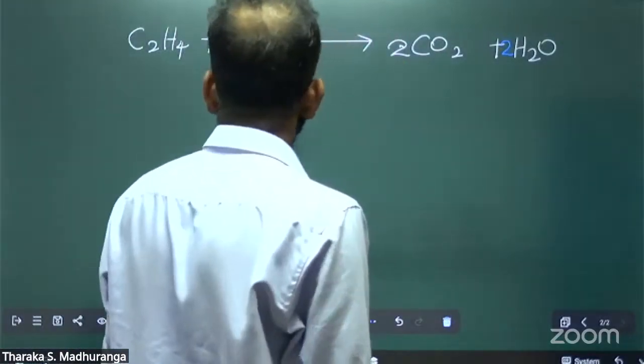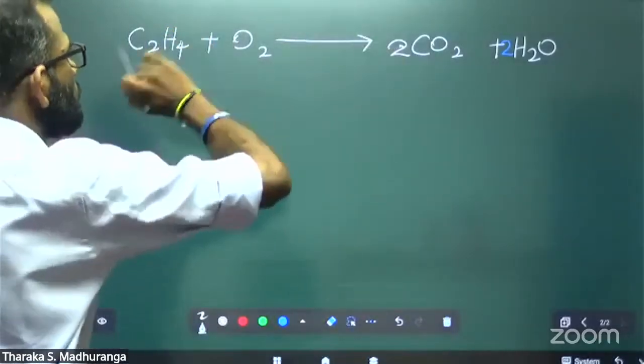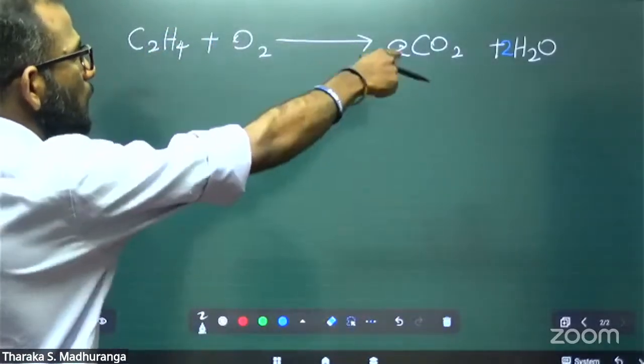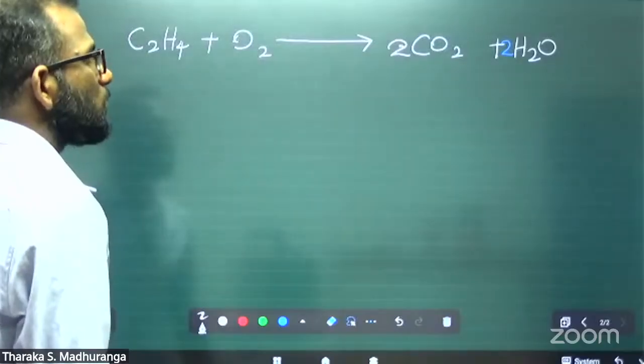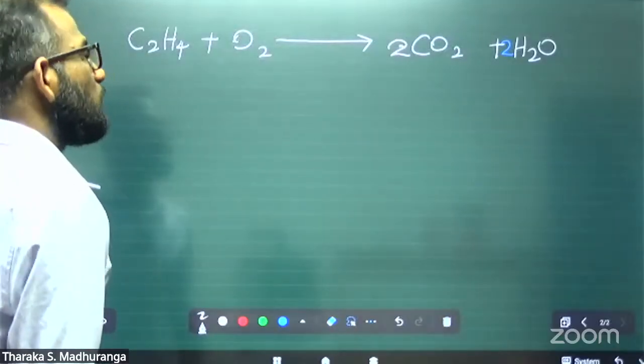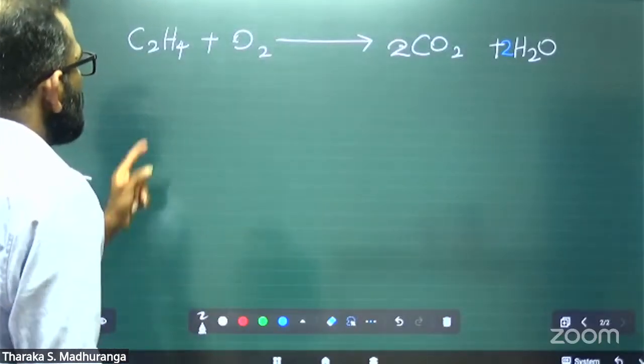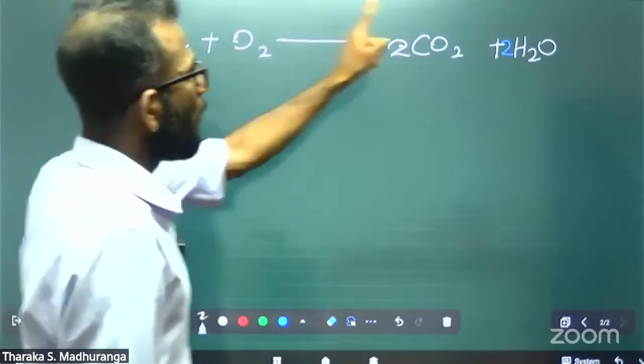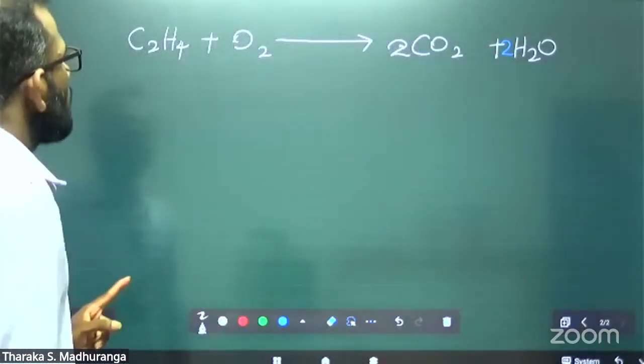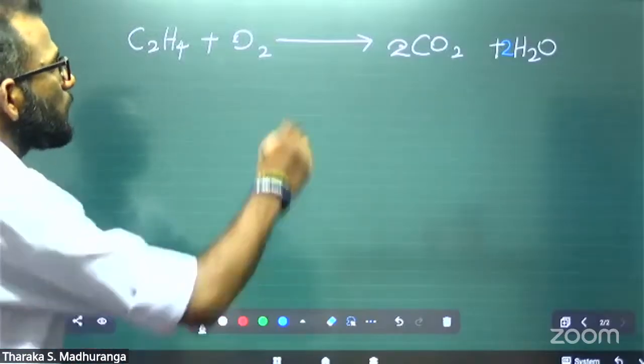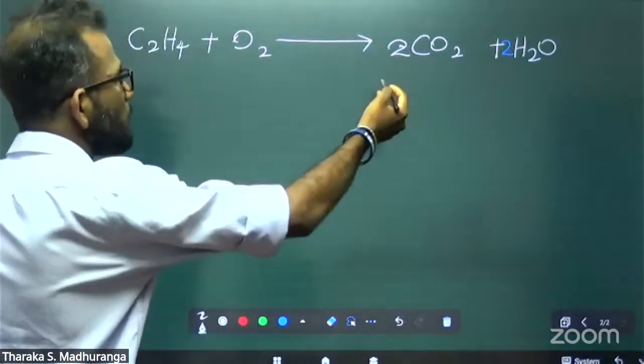Carbon dioxide. Then carbon number 2, 2, correct. Oxygen also 2, 2. Then oxygen is increasing, no problem. Hydrogen 4, hydrogen 4. Okay. Now we can balance the oxygen amount, right?